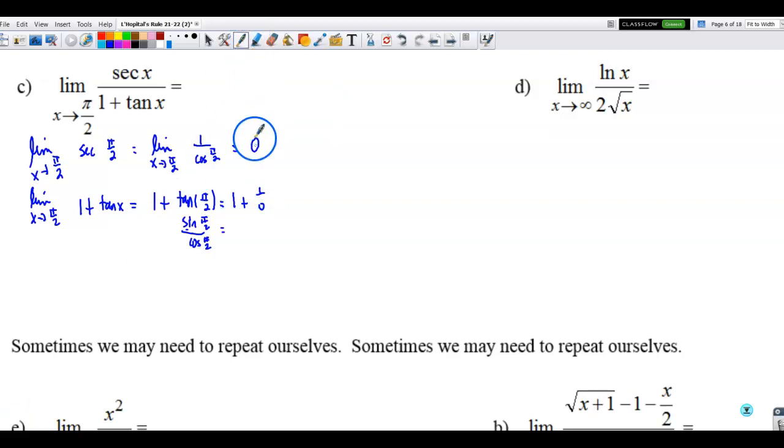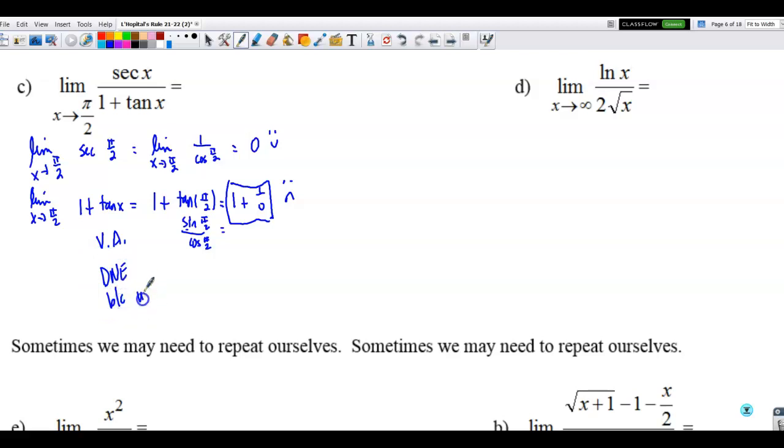So notice that I have a 0 in the numerator, which is for L'Hopital a good thing. And here I have 1 plus 1 over 0, so this expression is not equal to 0. L'Hopital can't really help me out here, but because I see that I'm going to have 0 in the denominator of tangent, that tells me I'm going to have a vertical asymptote in this function, and therefore the limit does not exist because of unbounded behavior.